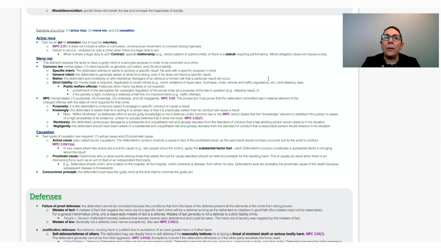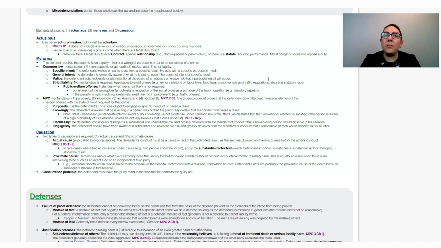Now, this is where we see a big difference between common law and the Model Penal Code. They have different types of mens reas. So common law recognizes specific intent, general intent, malice, and strict liability. So under common law, you would have to have one of those 4 things, depending on what the crime is, to satisfy the mens rea requirement.